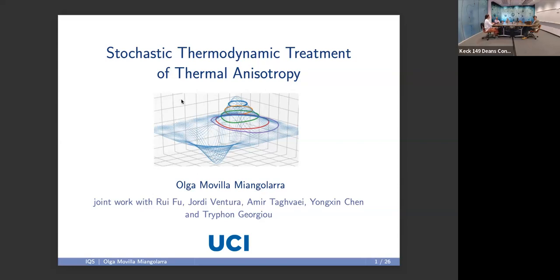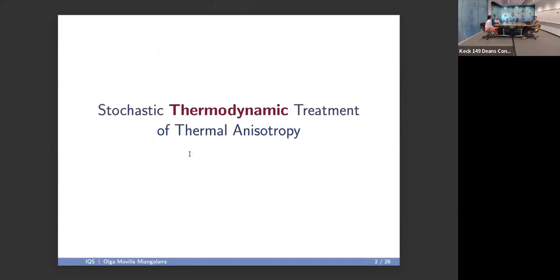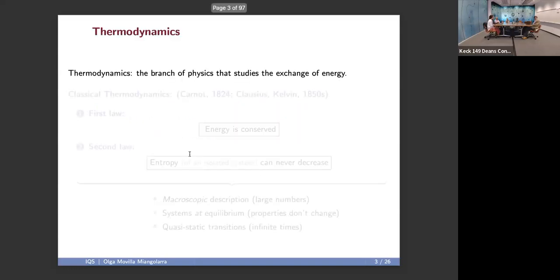Now, I know this might be a mouthful for most of us in this room, so let me start by explaining the different concepts that build up this title. We're going to start with maybe the most familiar concept, which is thermodynamics. Thermodynamics, as we all know, is a branch of physics that very roughly studies energy exchange.